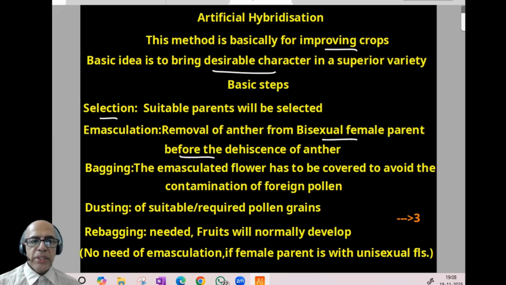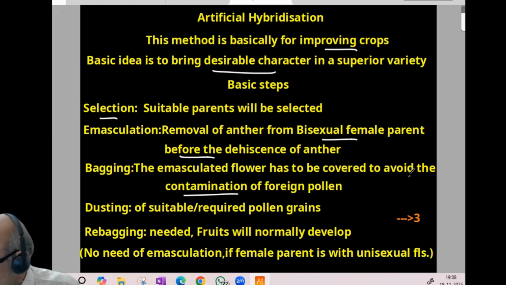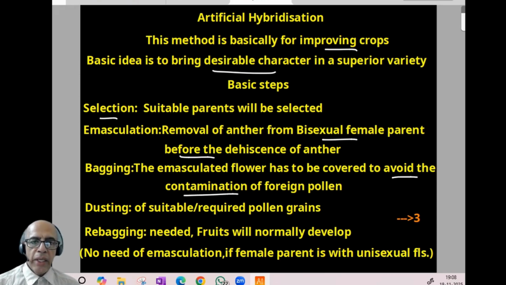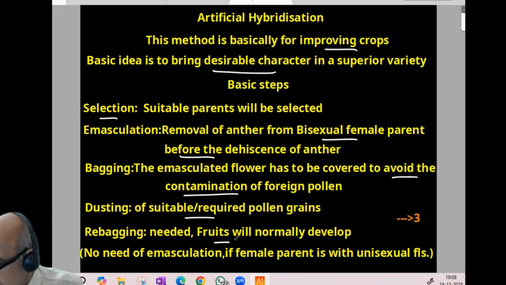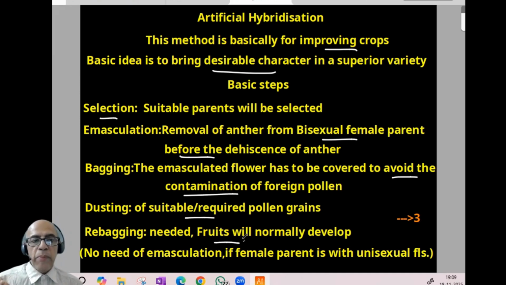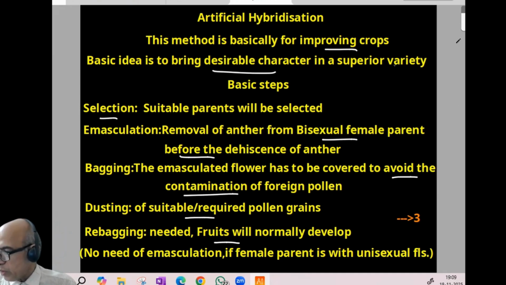Now, the third step is bagging. The emasculated flower has to be covered to avoid contamination by foreign pollen. The principle is bagging. The fourth step is dusting. The suitable or required pollen grains have to be dusted mechanically. Then the next step is rebagging. Again it has to be covered, and fruits will normally develop. One statement we remember is that there is no need for emasculation if the female parent has unisexual flowers. I think the idea is clear. We can proceed to the next page.